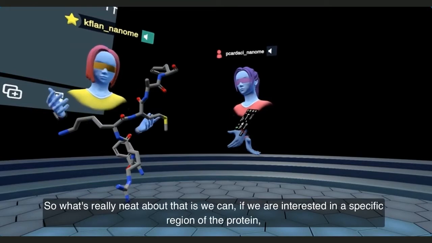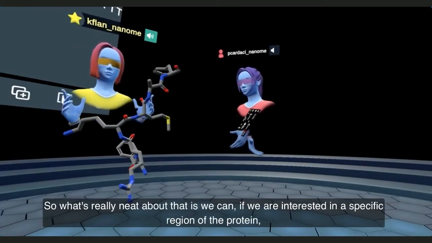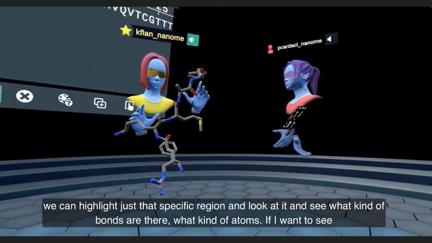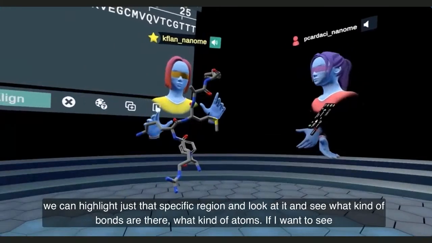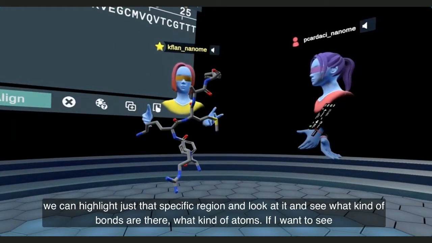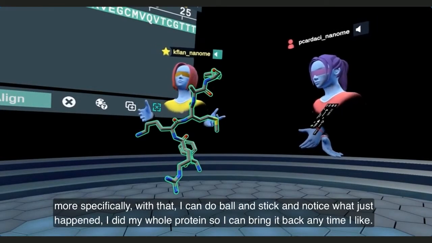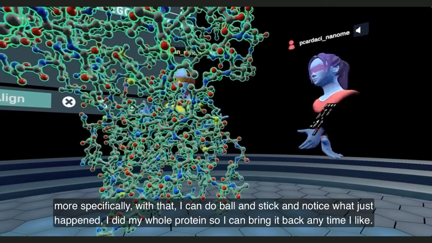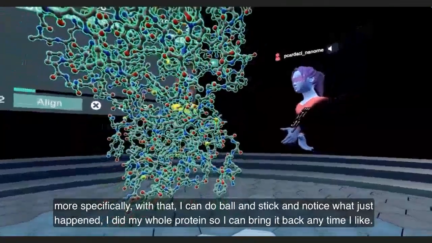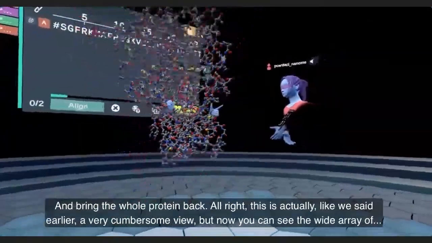So what's really neat about that is, if we are interested in a specific region of the protein, we can highlight just that specific region and look at it and see what kind of bonds are there, what kind of atoms. If I want to see more specifically with that, I can do ball and stick and notice what just happened. I did my whole protein. So I can bring it back anytime I like and bring the whole protein back.